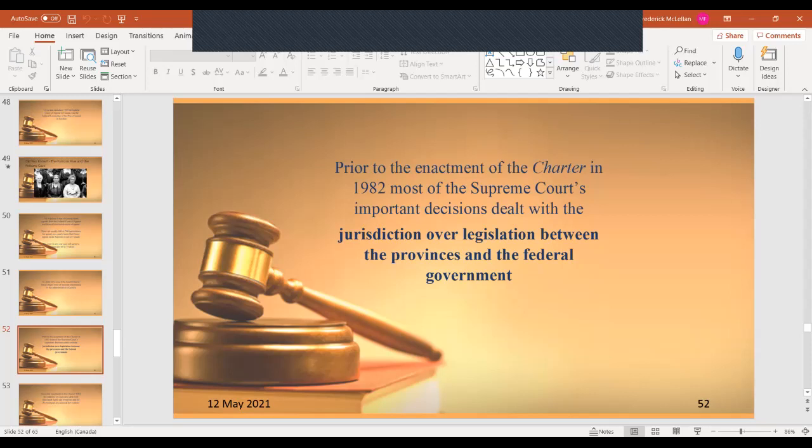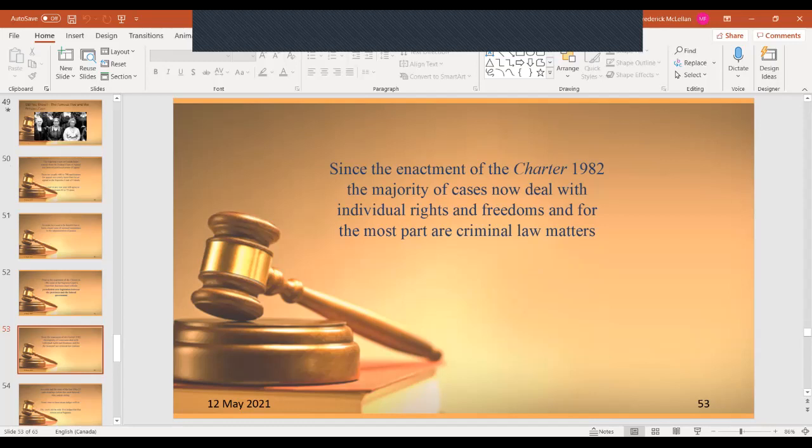So that's the kind of thing that the Supreme Court heard for its first years, from 1875 to 1982, however many years that is. From 1982 forward, however, the vast majority of cases it deals with are criminal law matters, right? Because of the Charter. As a function of the Charter being a new rights instrument in 1982, there was a ton of litigation, obviously, that was going to come before it.